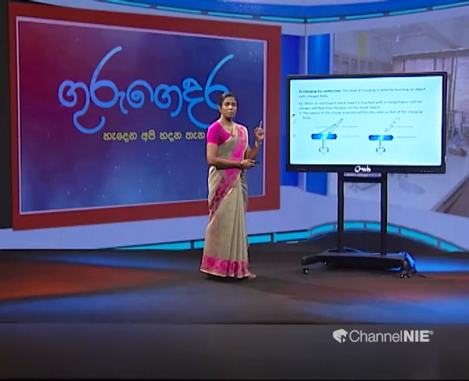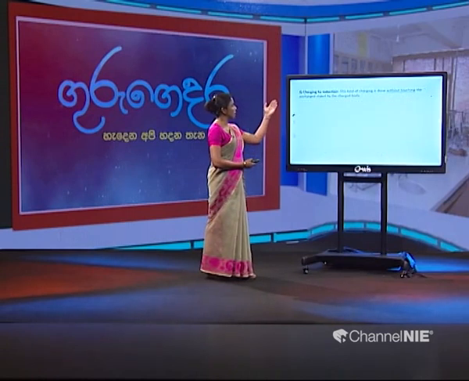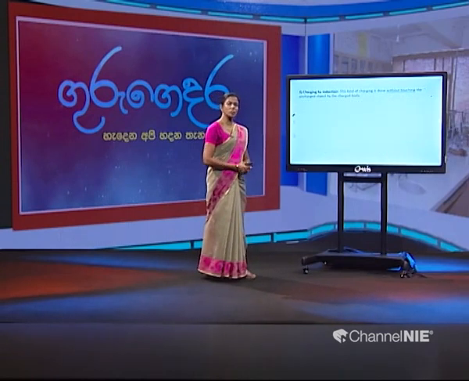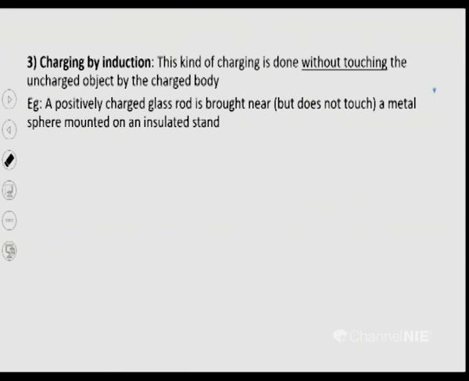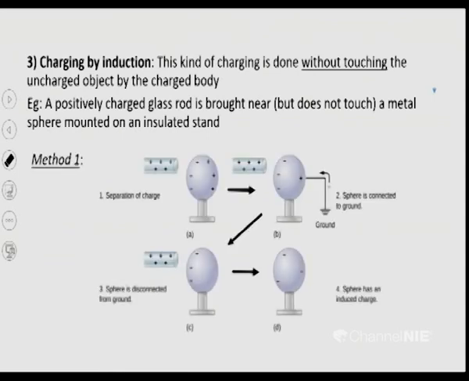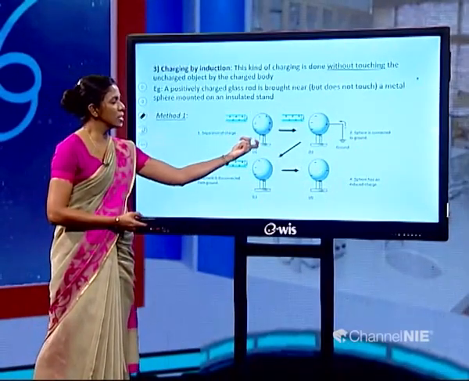If we think of the third method of giving a body a charge, this is by charging a body by induction. Here also we are using a charged body to give the charge to an uncharged body, but this time it is without touching. So, how are we going to do this? We will take the same example we did earlier. I am using the same charged glass rod, stored with a positive charge, for example glass rubbed with silk, and I am bringing it close to this metal sphere mounted on an insulating support.